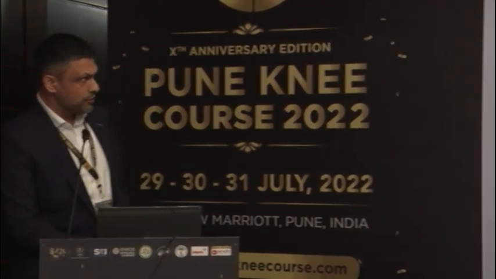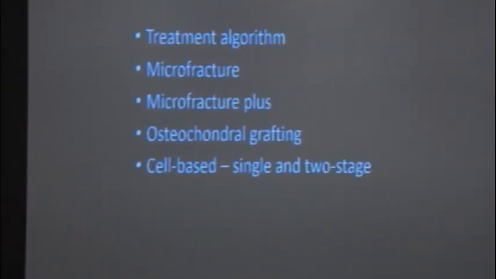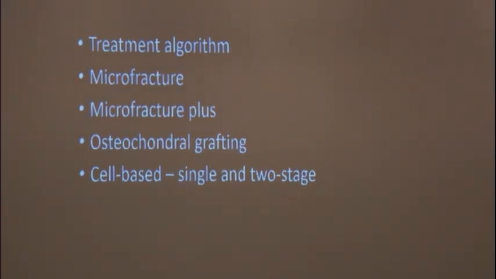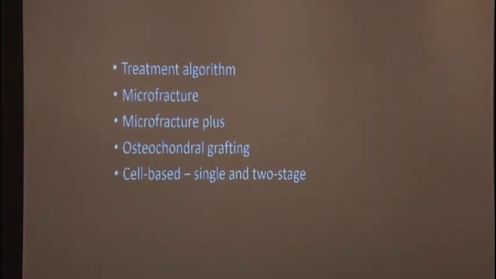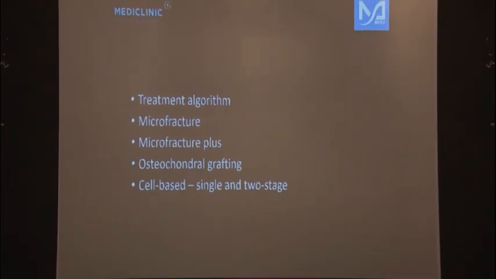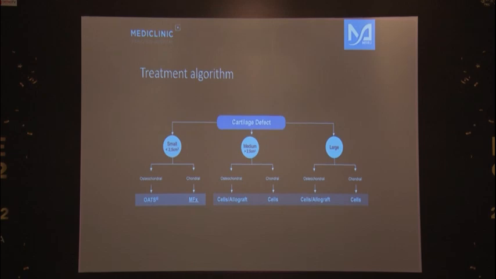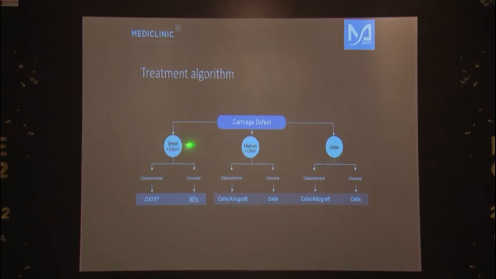So we'll go through a brief mention of the treatment algorithm and where Autocot would fit in. And then these are the other alternative techniques that I'll briefly mention as alternatives to Autocot that we've used in the past. So the treatment algorithm basically splits into three sections, and that's dependent upon the size of the defect. We've used a cutoff of around 2.5 normally in distributing these.